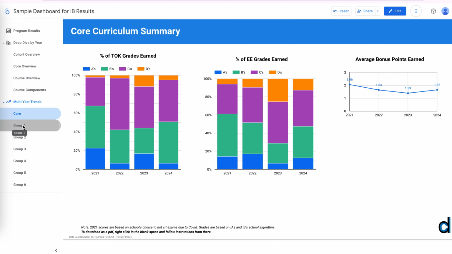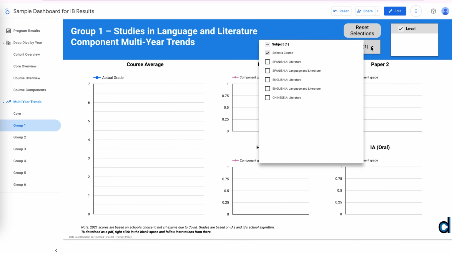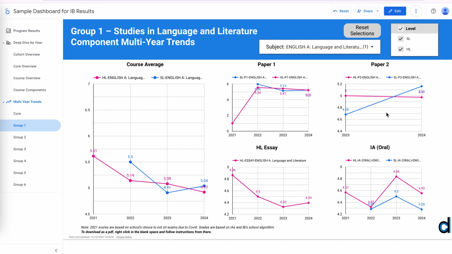And then finally, let's take a look at group 1's average. So here we'll look at English, Lang and Lit. And here we've got the blue being the SL group and the pink being the HL group. So we can see the trends of what we're doing. And then you can also look at what is happening with the different years with the paper 1, the paper 2, the HL, SA, and then the IAs. So that's generally how the tool works.